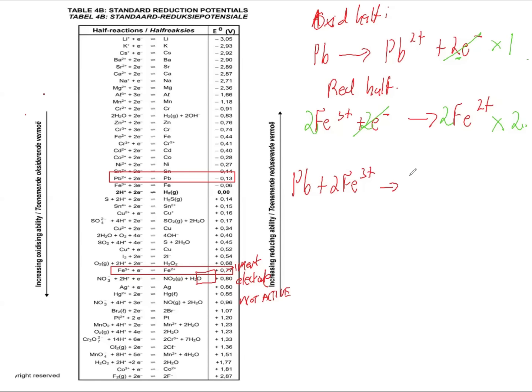And then this will give us Pb2 plus plus 2Fe2 plus, right? That's basically what we have right there. Awesome. So we now have our net cell reaction. Note that the platinum is not involved here.